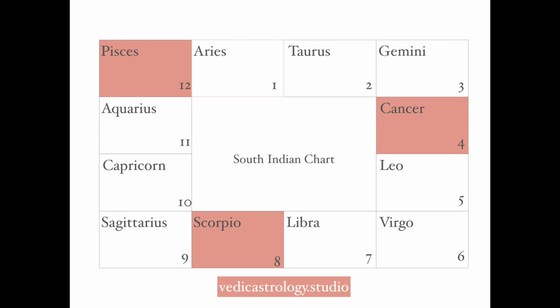Some people say that the fourth house is related to marriage. Is that true? The fourth house is related to marriage?